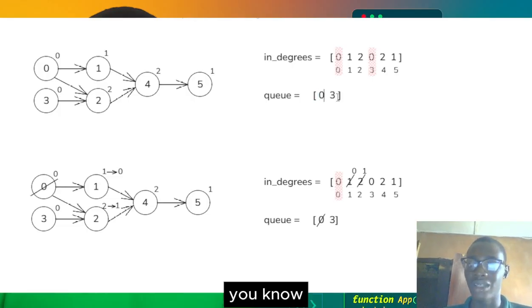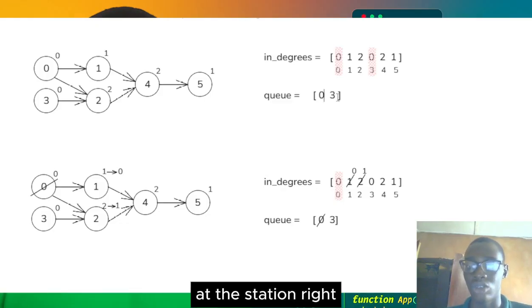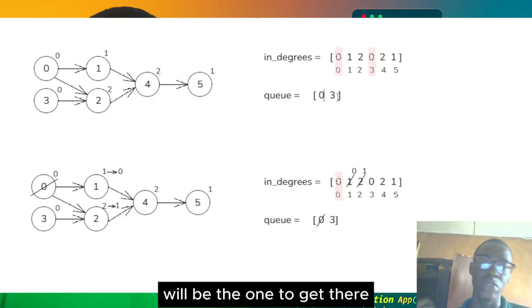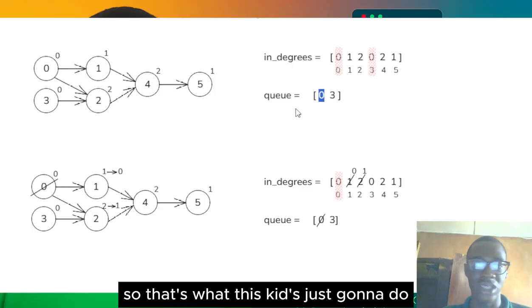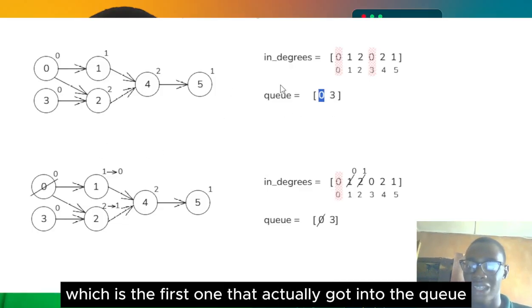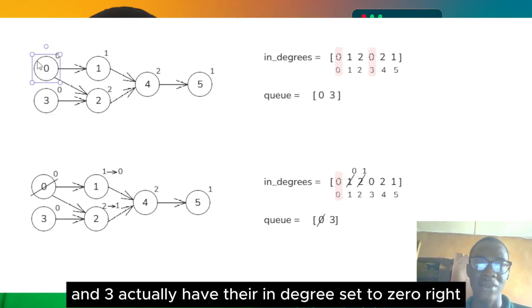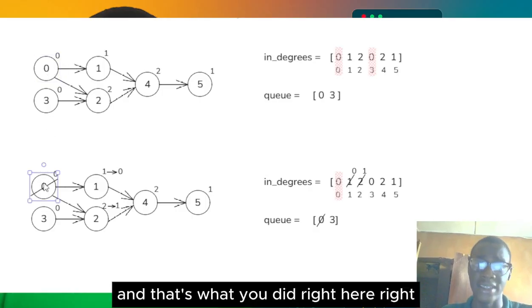It's just like you are queuing at a station or at a cafe, and the person that gets there first will be the one to get his work done. So that's what this queue is just gonna do. It's gonna get us 0, which is the first one that actually got into the queue, because 0 and 3 have their in degree set to 0. So we are gonna first pop out 0, and that's what we did right here.